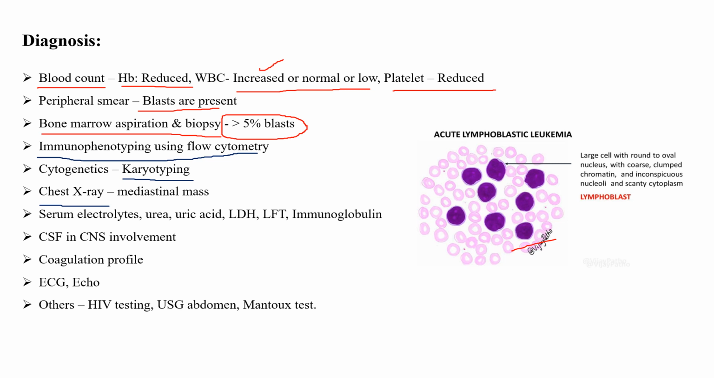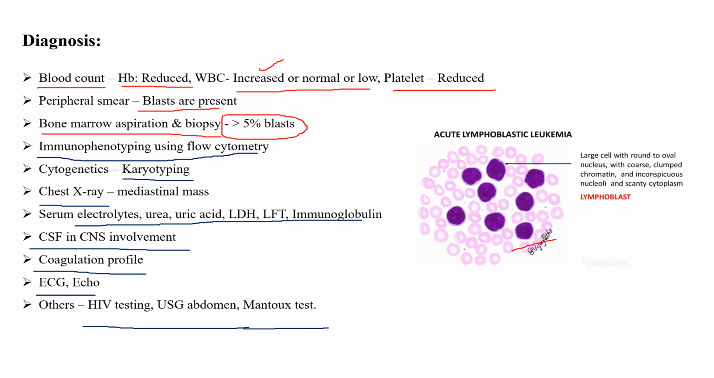Serum electrolytes, routine serum electrolytes, urea, uric acid, LDH, LFT, and immunoglobulins can be done. In case of extramedullary involvement like CNS involvement, CSF examination should be done, along with coagulation profile, ECG, echocardiography, and sometimes it's associated with HIV, so HIV testing, USG abdomen for hepatosplenomegaly, and Mantoux test for tuberculosis can also be done as part of the diagnosis of acute lymphoblastic leukemia.